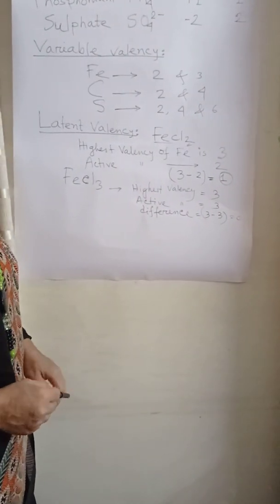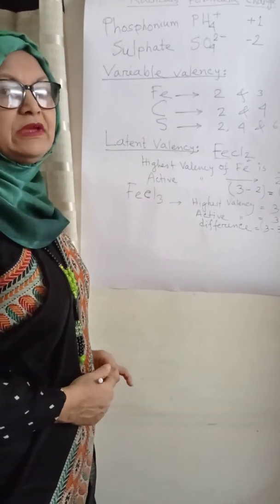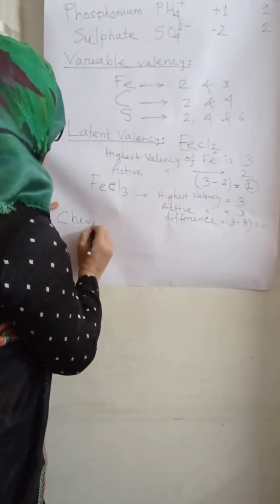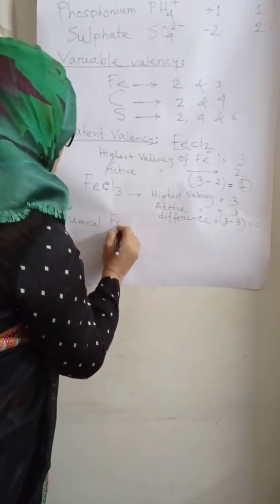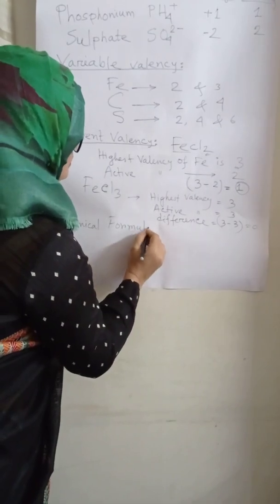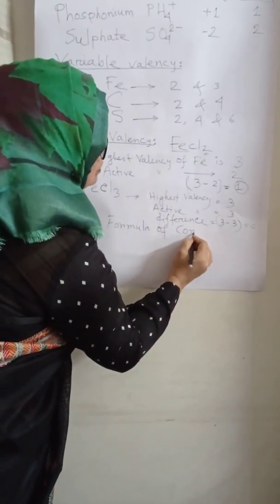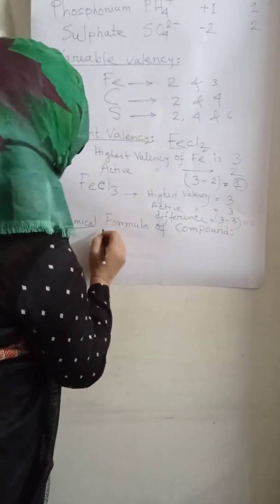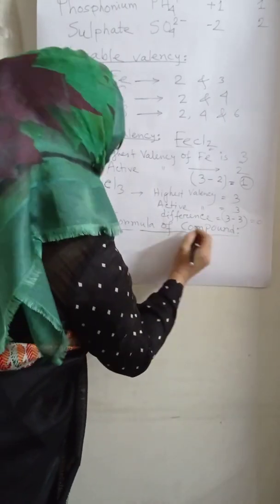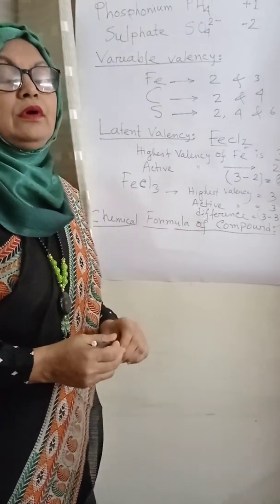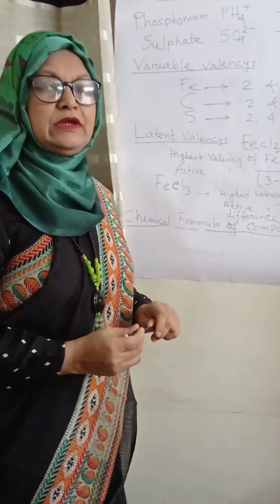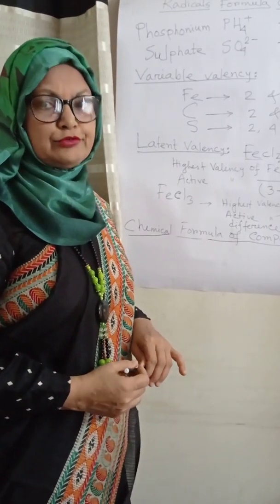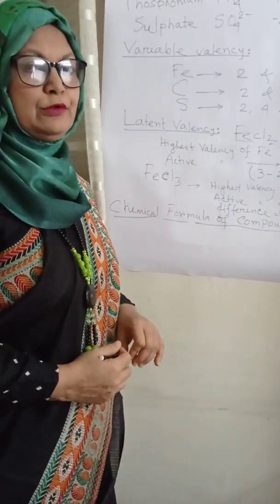Now our next topic is chemical formula of compound. We can write chemical formula by using symbol and number of atoms in a molecule.